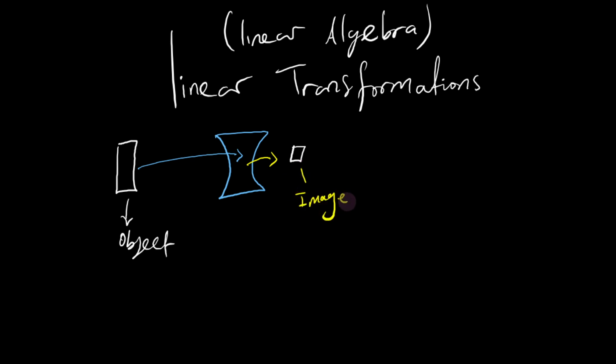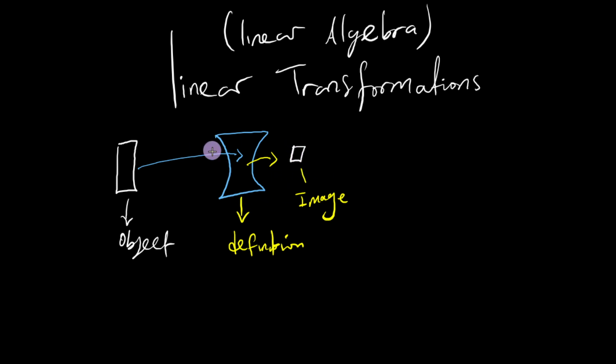Okay, so there is an object, which is the original piece of object. When it goes through what we're calling a definition governing the transformation, it becomes an image. So this is what transformations are all about.